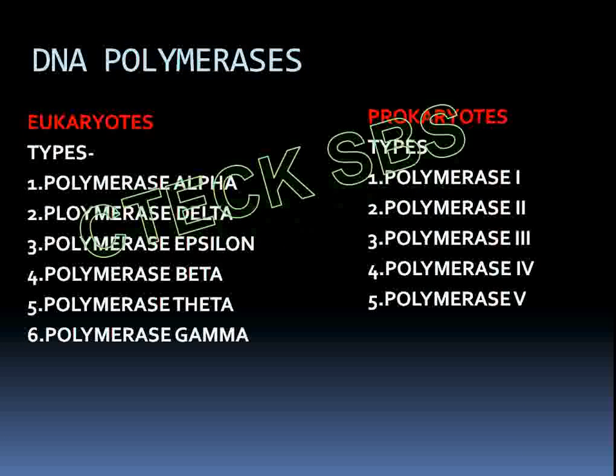There are many types of DNA polymerases in eukaryotes and prokaryotes, which move on the single-stranded DNA and form another strand and replicate the DNA. So in eukaryotes there are 6 types, and in prokaryotes there are 5 types. In eukaryotes, the 6 types are polymerase alpha, delta, epsilon, beta, theta and gamma, while in prokaryotes there are 5 types, which are 1, 2, 3, 4 and 5.